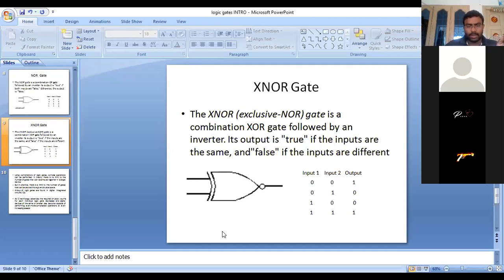Sir, what is the expression for XNOR gate, sir? XOR or XNOR? XNOR, sir. XNOR is y is equal to AB plus A bar B bar. Okay, y is equal to AB plus A bar B bar is the expression for the XNOR gate.